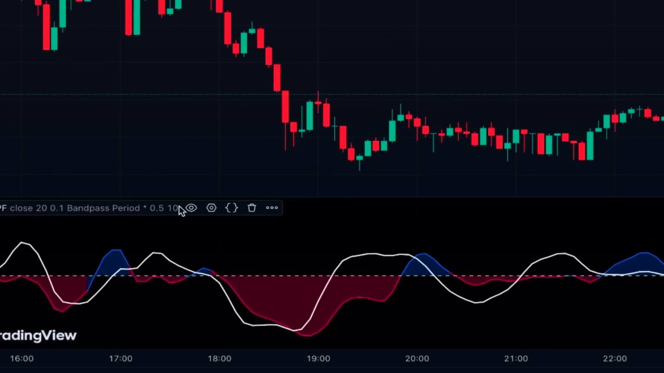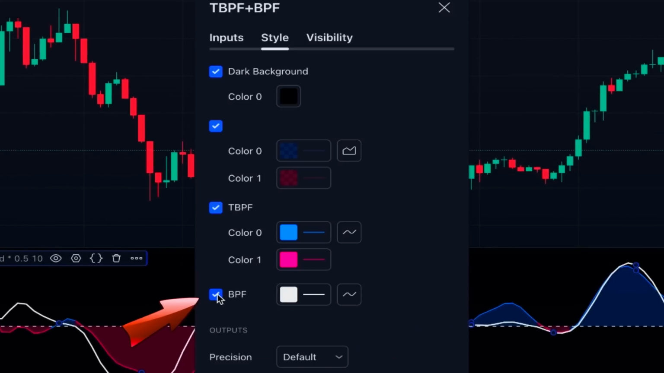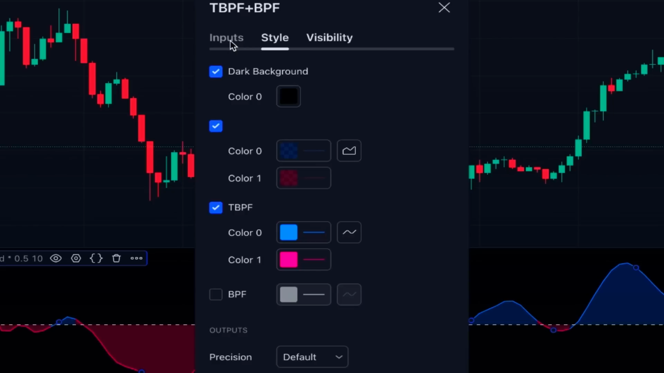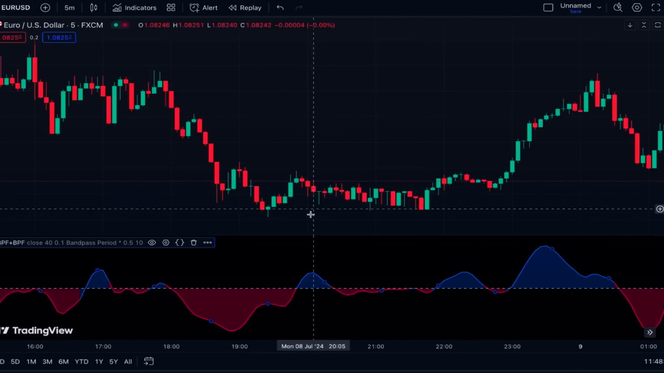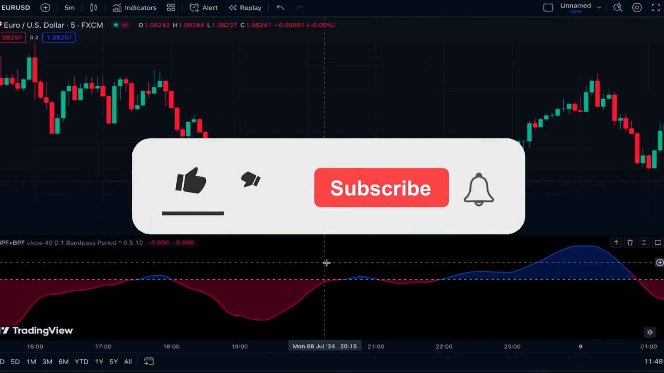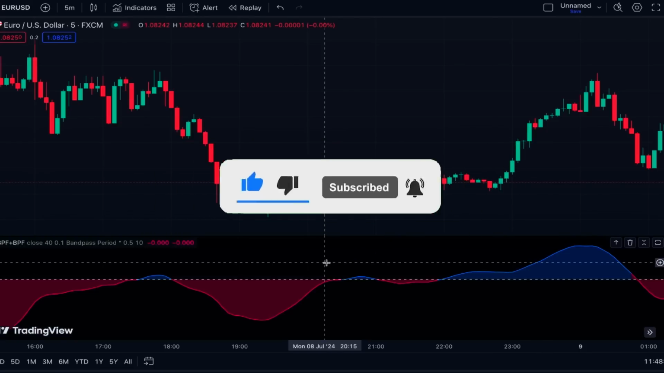So here we go to the settings of the indicator, and here in the style tab we remove the bandpass filter, and here in the inputs tab, for bandpass period we increase it to 40 because the default setting of 20 is a little sensitive, and we want our indicator to be smoother and less responsive to the price action so it can better help us with trends and any potential changes in trends.